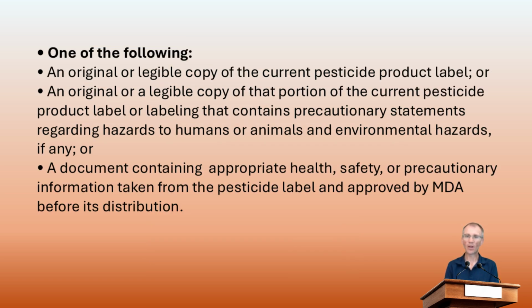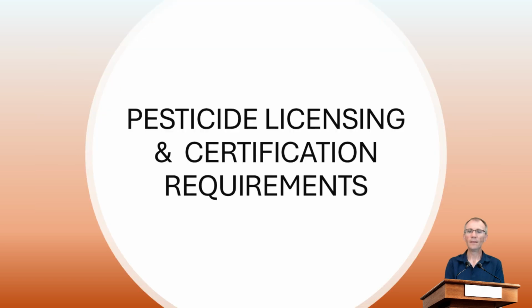an original or legible copy of the current pesticide product label, or an original or legible copy of that portion of the current pesticide product label or labeling that contains precautionary statements regarding hazards to humans or animals and environmental hazards, if any, or a document containing appropriate health, safety, or precautionary information taken from the pesticide label and approved by MDA before its distribution.